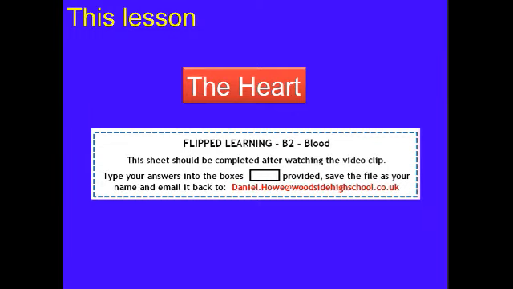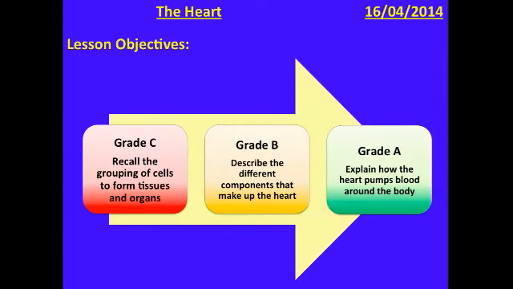Okay, so this lesson is about the heart. Now, the heart is quite a complicated organ inside your body. So let's have a quick look at this one. For grade C, we need to recall the grouping of cells to form tissues, organs, and also organ systems. For grade B, describe the different components that make up the heart. And for grade A, explain how the heart pumps the blood around the body.